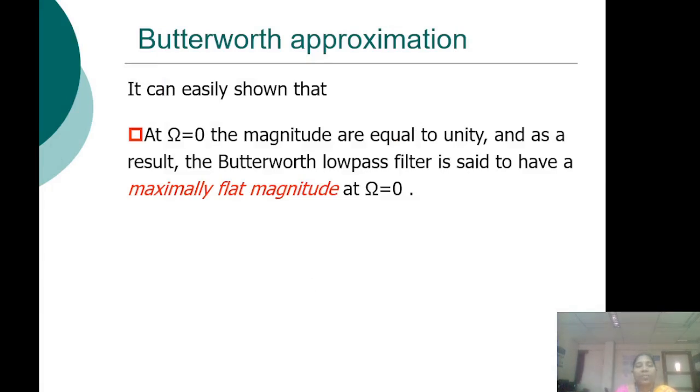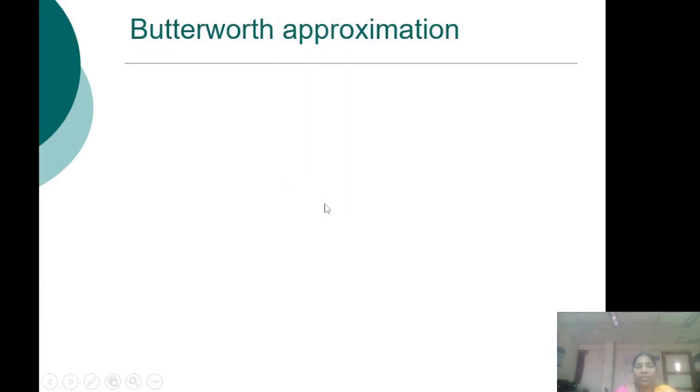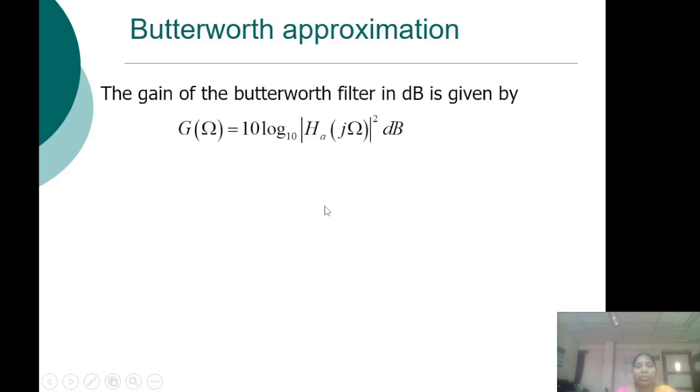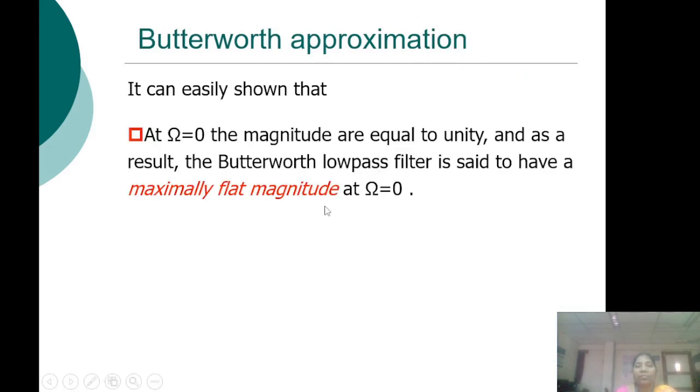In the Butterworth approximation, at omega equal to 0, the magnitude is equal to unity. The Butterworth filter is said to have a maximally flat magnitude at omega equal to 0.